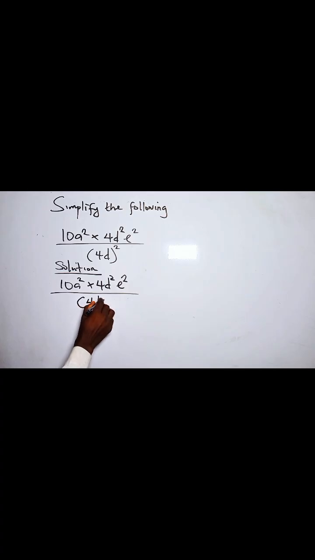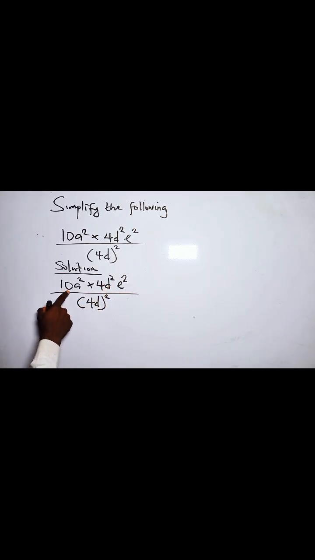The question says simplify the following algebraic expression. So we have 10a squared times (4d) squared e squared over 4d squared. How do we do this? Solution. Okay, so we have 10a squared times (4d) squared e squared over 4d squared. So we have 4d in the brackets, the square affecting 4d. The square is just affecting d in this place.